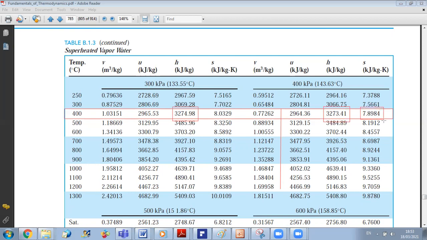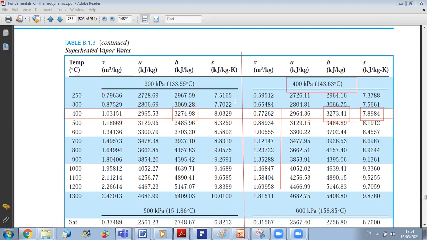So pay close attention to the tables here, because they are divided into several parts. We didn't notice that this one was for 300. Yes, we should read for 400 kilopascal. This is the value of H. This is the value of S.